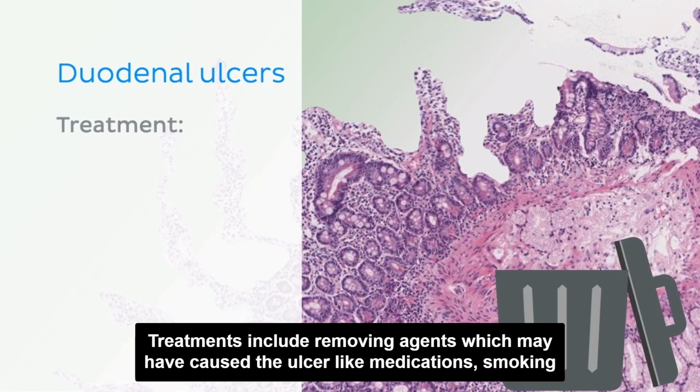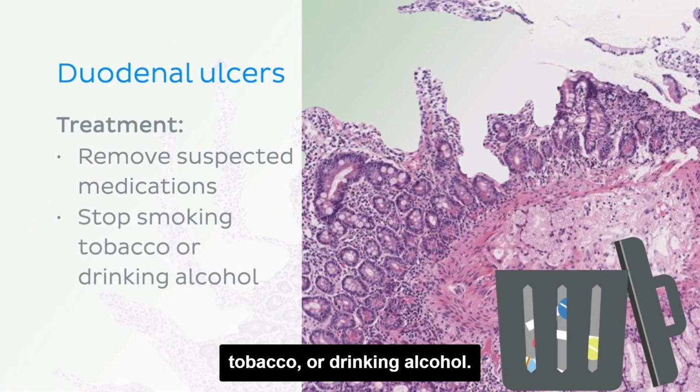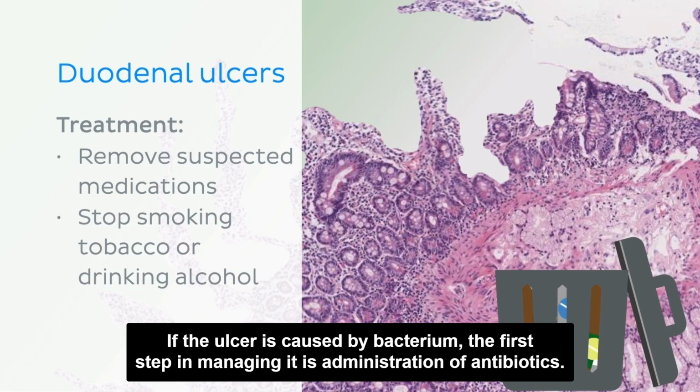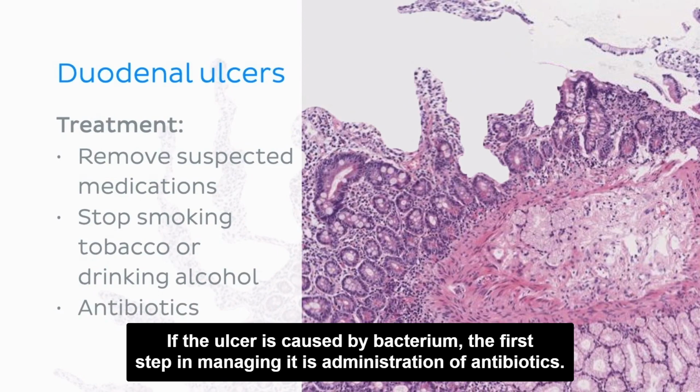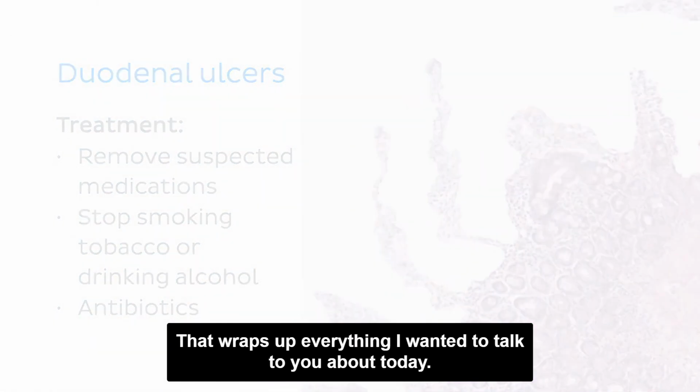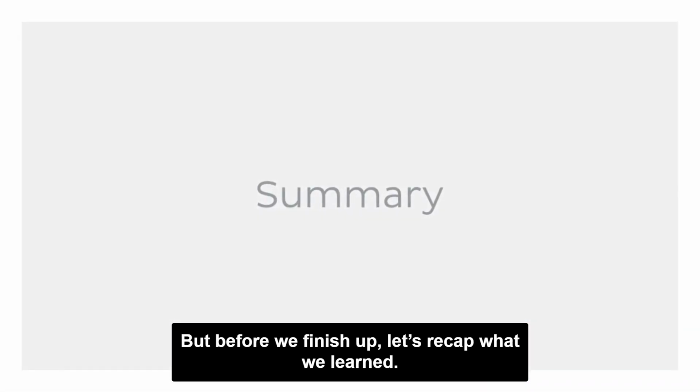Treatments include removing agents which may have caused the ulcer, like medications, smoking tobacco, or drinking alcohol. If the ulcer is caused by a bacterium, the first step in managing it is administration of antibiotics. That wraps up everything I wanted to talk to you about today. But before we finish up, let's recap what we learned.